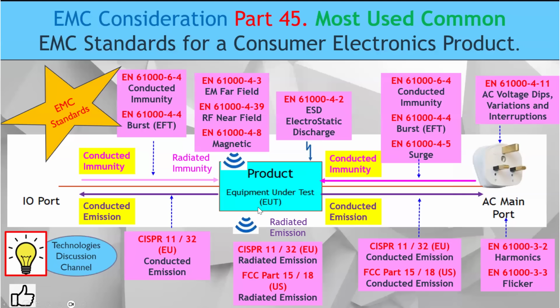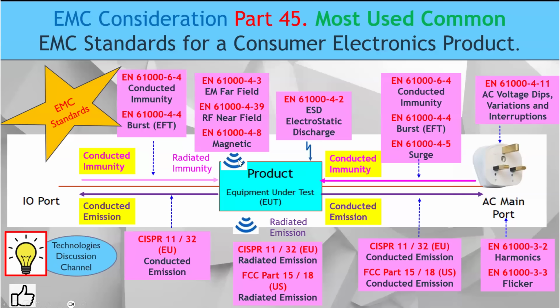Another one will be the radiated immunity. Radiated means that what is happening is through the air, as you can see from here. This tests how robust your design is under radiated immunity. From here you can see that we have the far field test, which is the 61000-4-3 standard, and also the RF near field test, as well as the magnetic coupling test, which is 61000-4-8. So this is under the radiated immunity.